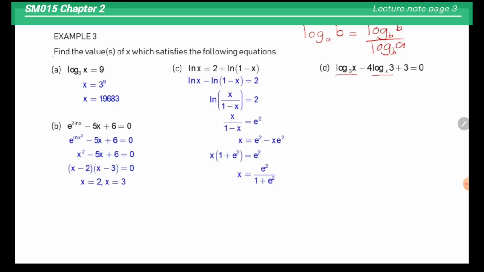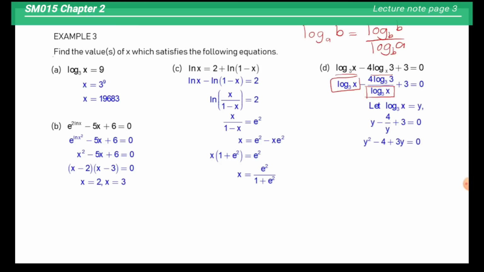In this case, I want to change the 4 log 3 base x into base 3. So we can have log x base 3 minus 4 log 3 base 3 over log x base 3, plus 3 equal to 0. Now we can see here that we have two similar log terms, so we can use the substitution method. I want to let log x base 3 equal to y. So we have y minus 4 over y plus 3 equal to 0.